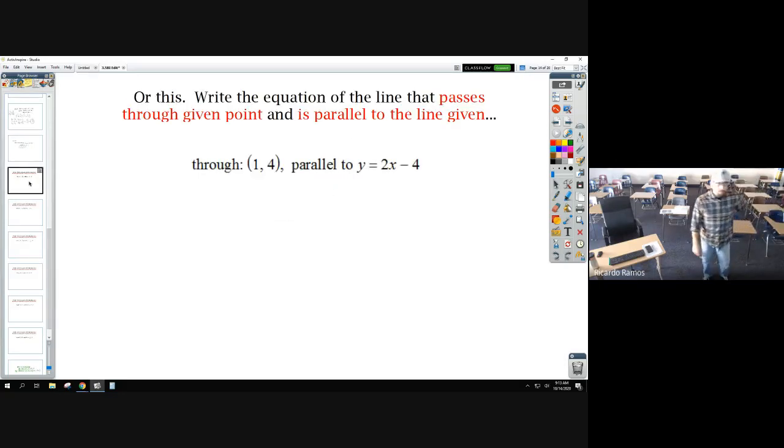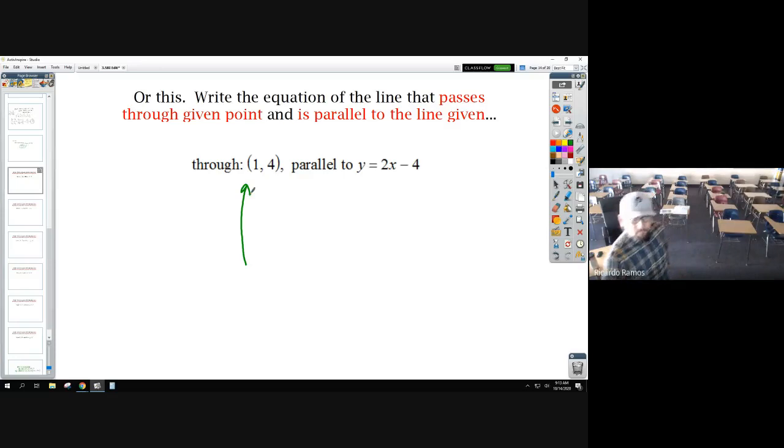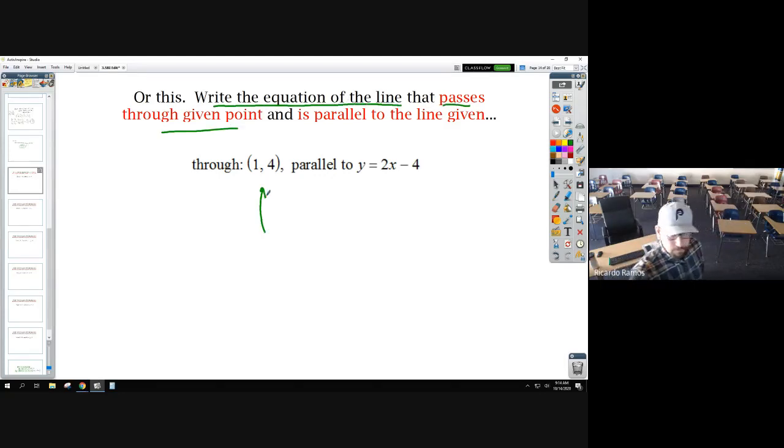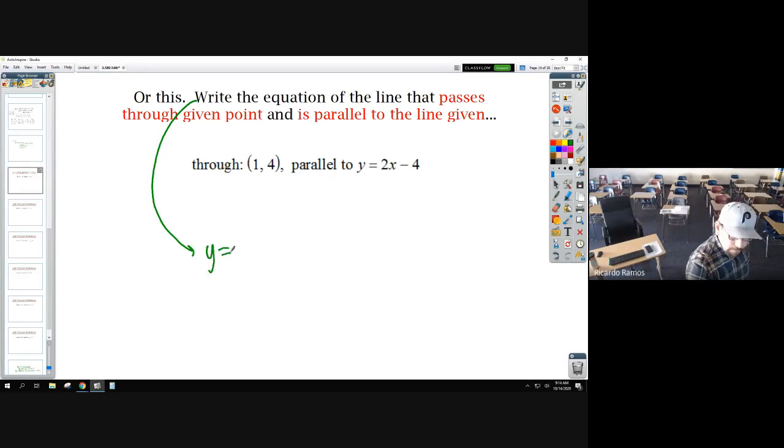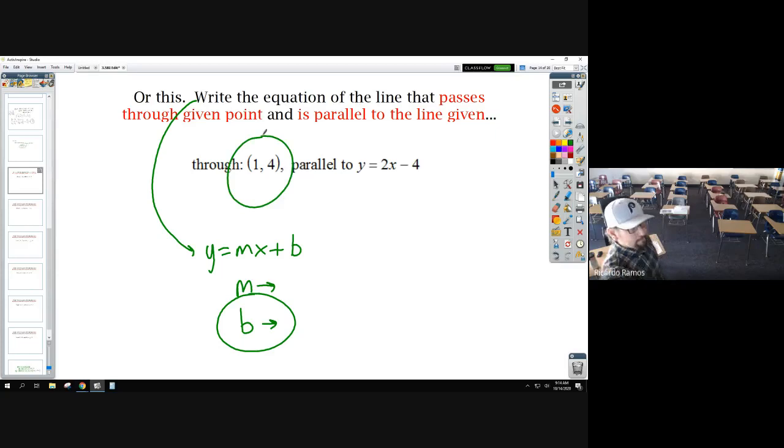Now instead, they gave us a point our line passes through and a line it's parallel to. Now they're not giving us the y-intercept. But still, in order to write the equation of a line, notice it says write the equation of a line that passes through the given point, this one, and is parallel to the given line. Okay? Again, remember, if we're writing the equation of a line, it's going to be in slope-intercept form, and we need to find slope and y-intercept. Now, even though they don't give us the y-intercept, they do give us enough information for us to figure that out, okay?